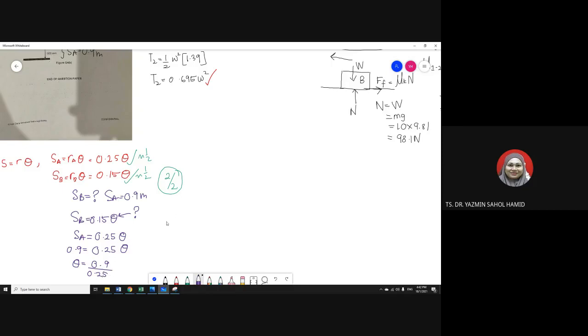So all you need to do is just find SB equals 0.15 theta. You know theta is equal to 0.9 divided by 0.25. So you can find SB. Understand? Yes. Okay, 0.15 times 0.9 divided by 0.25, how much? What did you get? Come on, my calculator is faster. 0.54. Okay, that's correct.